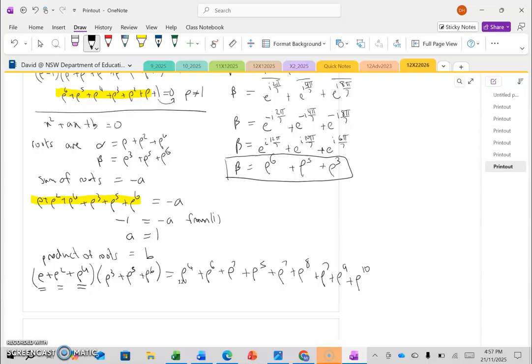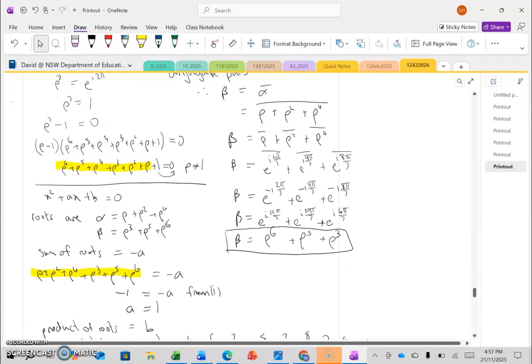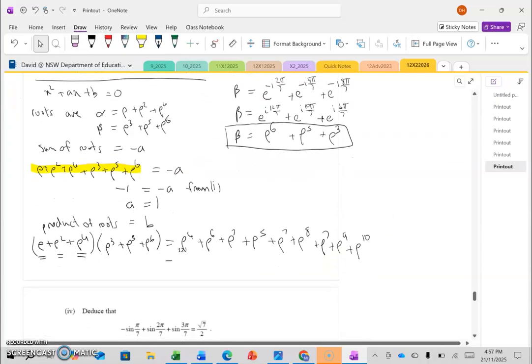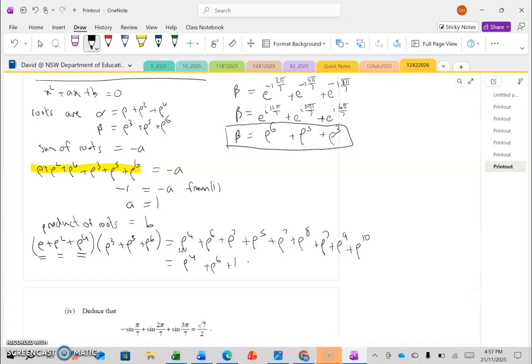Okay, now we're going to use the fact that rho to the power of 7 is 1, and we can simplify, we can lower some of these powers. So anything that's rho to the 7, that'll be a 1. This one we can simplify by using the fact that rho to the 7 is 1: this is rho to the 7 times rho, so it's going to be 1 times rho, so we can just basically minus 7 from the power.